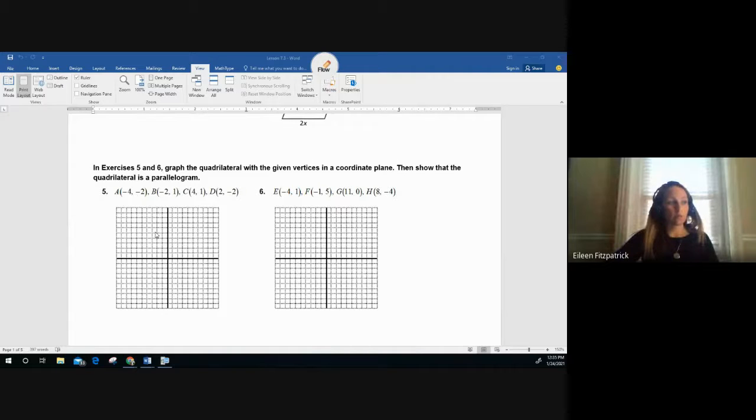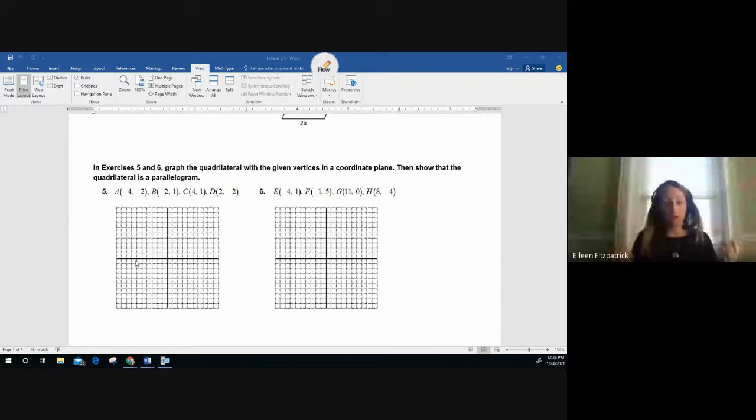It says graph the quadrilateral with the vertices in the coordinate plane, then show the quadrilateral is a parallelogram. All right, so after plotting the points, how would you want to show that it's a parallelogram? What would you need to show? Well, you could show that opposite sides are parallel. How would you do that? Calculate slope, right? If you find the slope of the 2 sides and they're the same, they're parallel, and then the other 2 are the same, they're parallel.